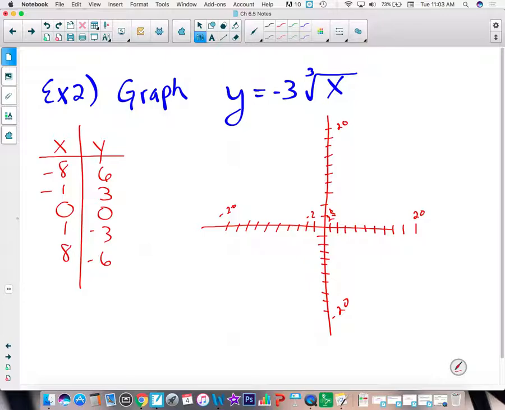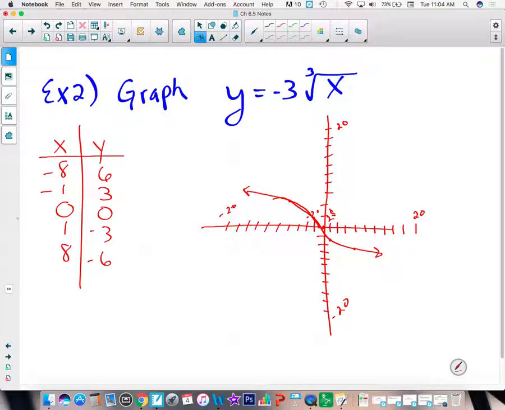So graphing our points, we got 2, 4, 6, 8. -8, 6 is going to be there, and then -1, 3, 0, 0, 1, -3, and then 8, 6. 8, -6. So you can kind of see that my graph is going to go like this. And then this would continue on that way.